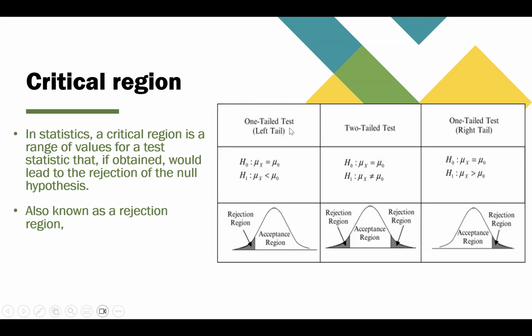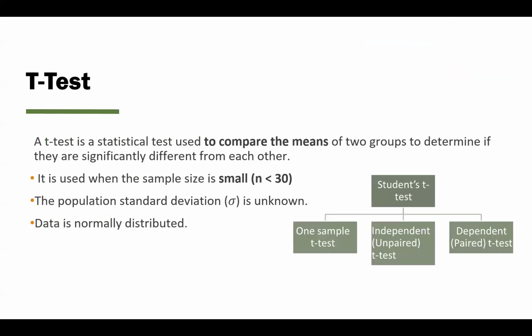Then we come to the one-tailed test, the first of which is the left-tailed test, in which the tail, or the rejection region or critical region, is on the left side, and the rest of the whole region is known as the acceptance region. And in the right-tailed test, the rejection or critical region is on the right side, and the acceptance region is the rest of the whole region in the curve.